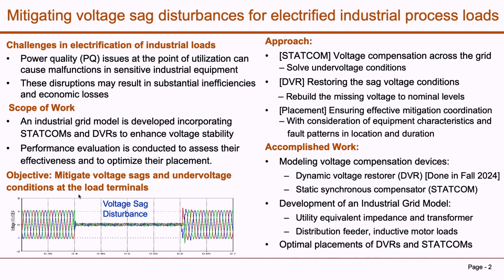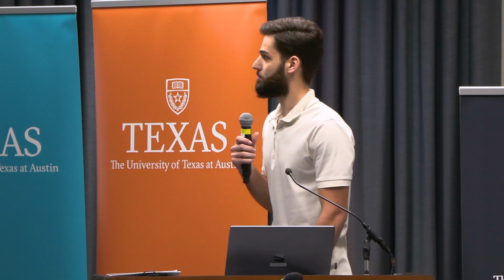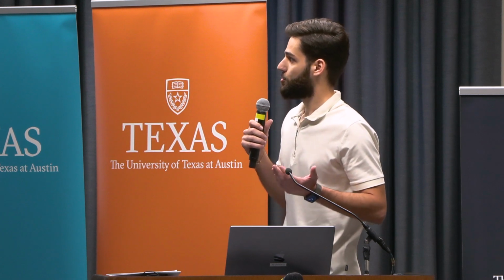To address this, we represented an industrial grid model where we incorporated compensating devices such as STATCOMs, or static synchronous compensators, and DVRs, or dynamic voltage restorers, in order to enhance the voltage stability. We evaluated their performance to assess their effectiveness, and we optimized their placement in the system. So our objective is to mitigate the voltage sags and the under voltage conditions at the load terminals.